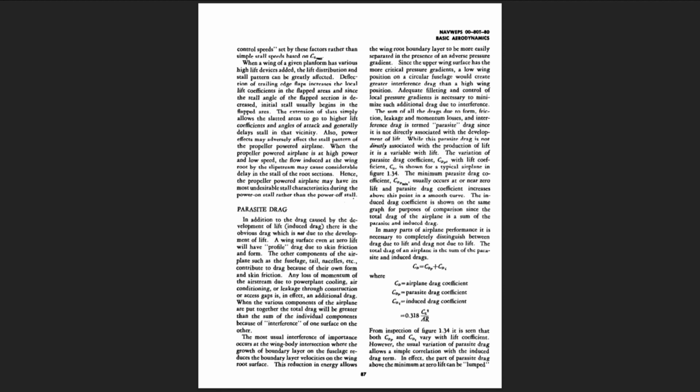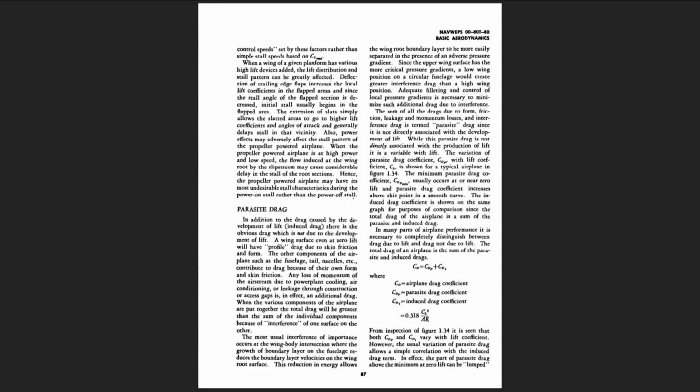The sum of all the drags due to form, friction, leakage, and momentum losses, and interference drag is termed parasite drag since it is not directly associated with the development of lift. While this parasite drag is not directly associated with the production of lift, it is a variable with lift. The variation of parasite drag coefficient, CDp, with lift coefficient, CL, is shown for a typical airplane in Figure 1.34. The minimum parasite drag coefficient, CDp min, usually occurs at or near zero lift, and parasite drag coefficient increases above this point in a smooth curve.